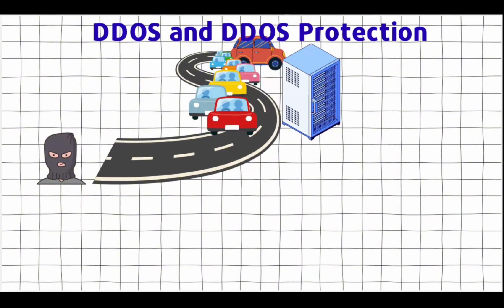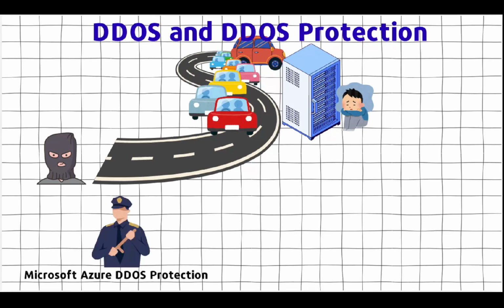Now, how does it work? The attackers flood the target system with excessive internet traffic, which overwhelms the server and its surrounding infrastructure. Think of it as a massive unexpected traffic jam on a highway, blocking the regular flow of traffic, making it impossible for legitimate users to reach their destination. Now, Azure provides us protection at 3 critical layers.